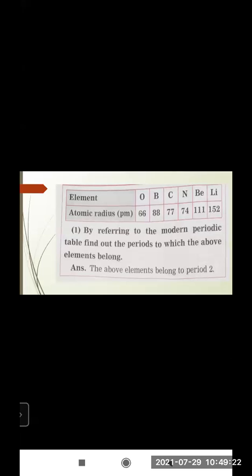Now see the activity, use your brain power. By referring to the modern periodic table, find out the periods to which the above elements belong. The elements given are oxygen, boron, carbon, nitrogen, beryllium, and lithium. You can open page number 23 of your textbook and find out where these elements are. So these elements are in the second period. All the elements such as boron, oxygen, carbon, nitrogen, beryllium, and lithium are in period 2. You can see the answer: the above elements belong to period 2. Clear? So this is the first answer.